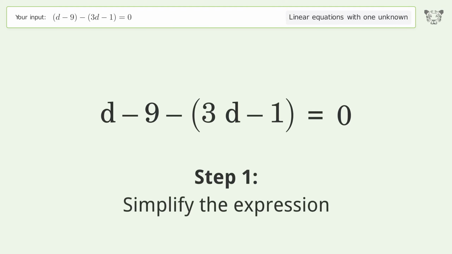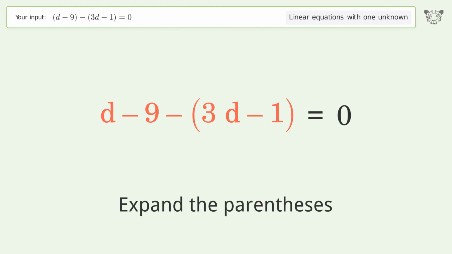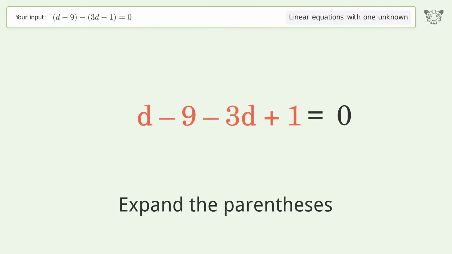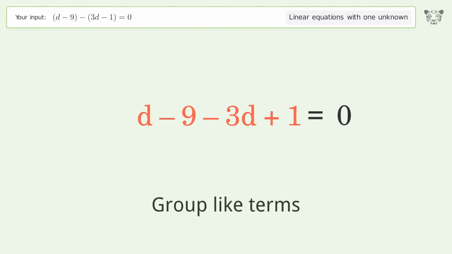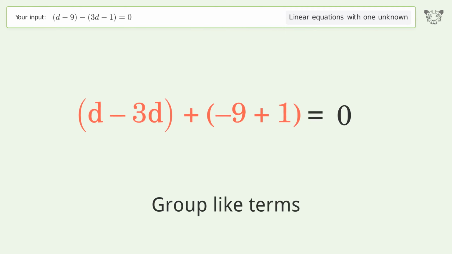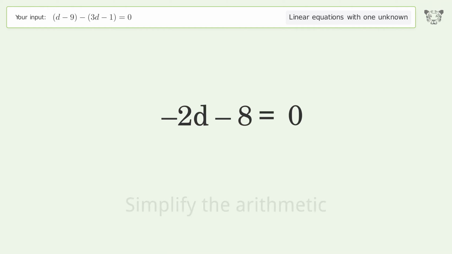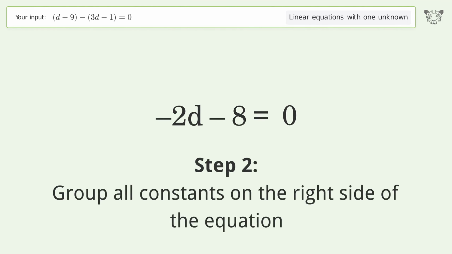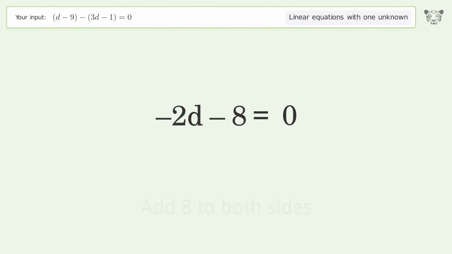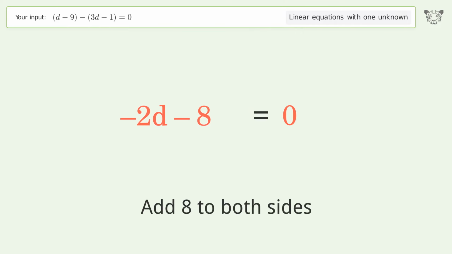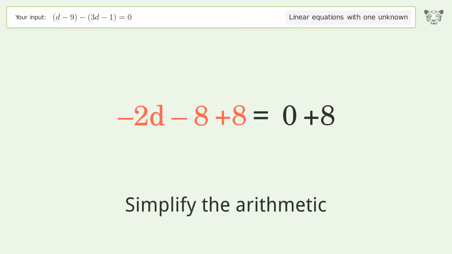Simplify the expression. Expand the parentheses. Group like terms. Simplify the arithmetic. Group all constants on the right side of the equation. Add 8 to both sides. Simplify the arithmetic.